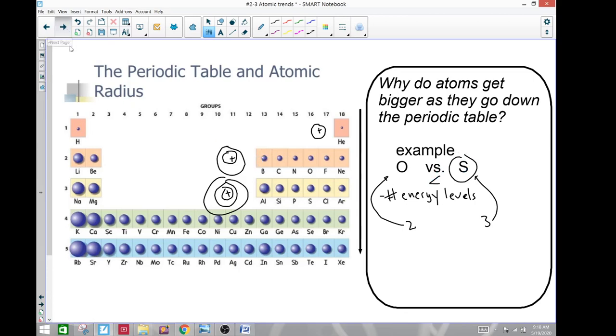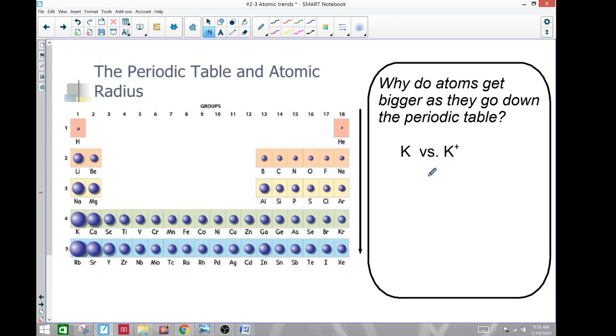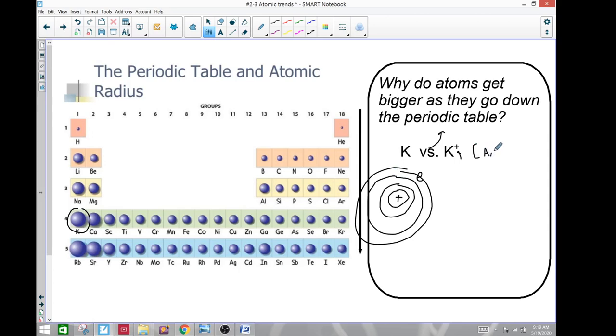So moving along, here's another example, a slightly different one. Potassium versus potassium with a positive 1 charge. Here's potassium located right here. But what about potassium plus? Is it still there? Well, potassium has 4 energy levels: 1, 2, 3, and then 4, but it's only got 1 valence electron on the outside. So when it loses that electron, it loses an entire energy level. Now it's isoelectronic with argon, and that's kind of important.